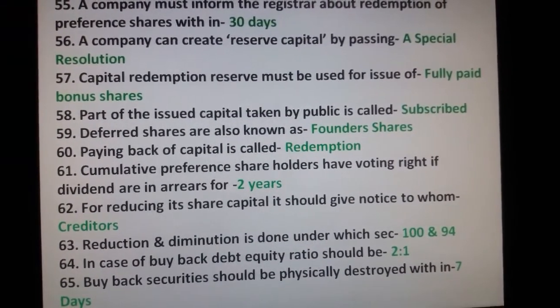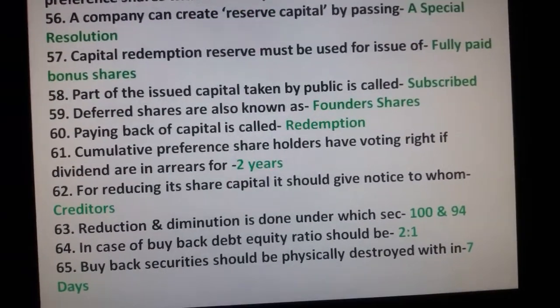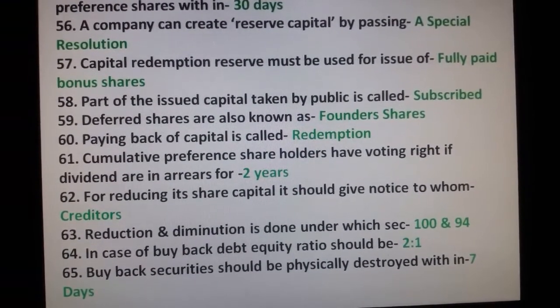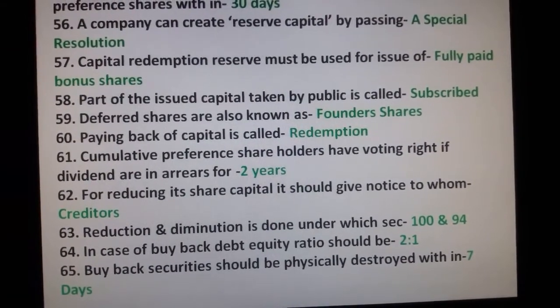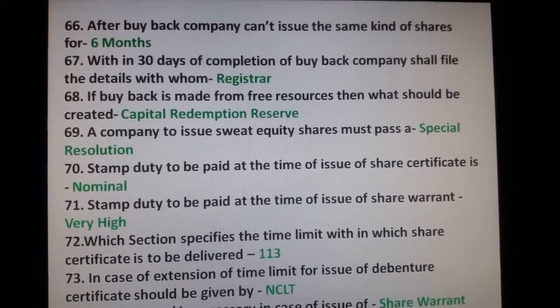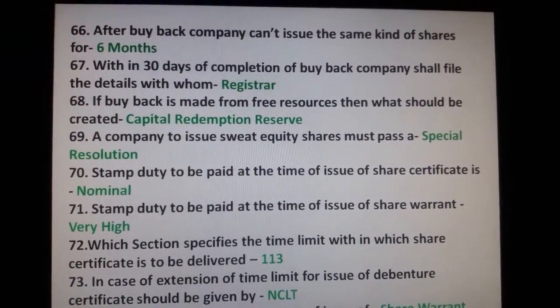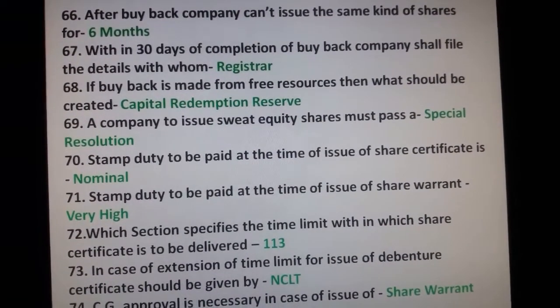Creditor. Reduction and diminution is done under which section? 194. In case of buyback, debt equity ratio should be 2:1. Buyback security should be physically destroyed within 7 days. Question number 66. After buyback, company cannot issue the same kind of shares for 6 months.